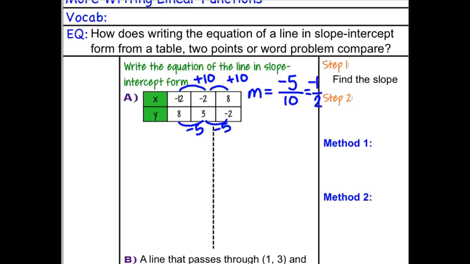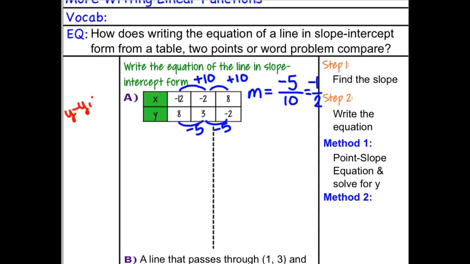Now that I have the slope, I need to write that equation, and I can do that one of two ways. I'm going to show you both for this first problem. The first one is to use point-slope equation and solve for y. If you remember yesterday, point-slope equation is y minus y1 equals m times x minus x1. And so we can pick a point. You have 3 to choose from. I typically pick the first one, unless, of course, one of the other ones has a 0 in it. If it has a 0, it makes your life a little easier. But I'm going to just pick this first one.